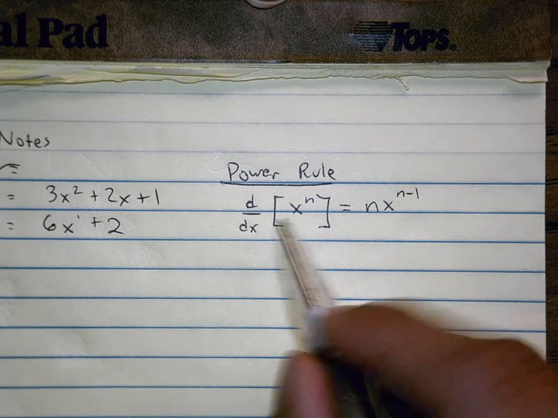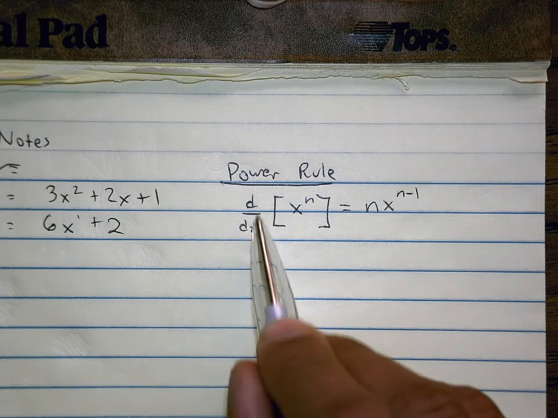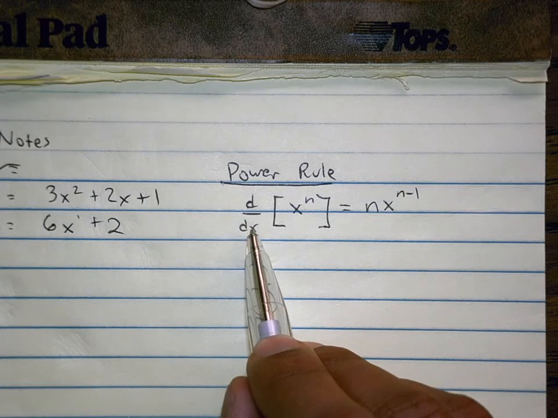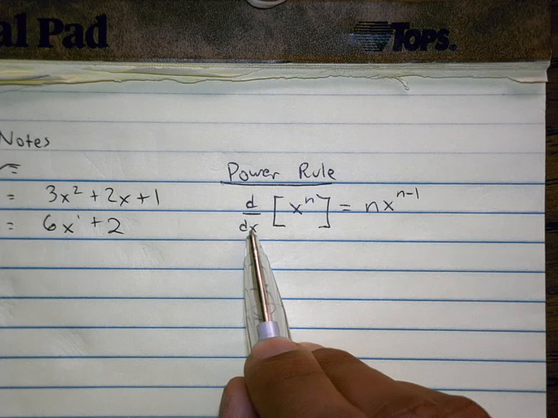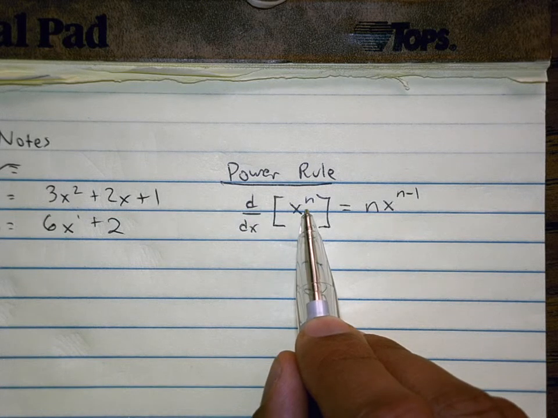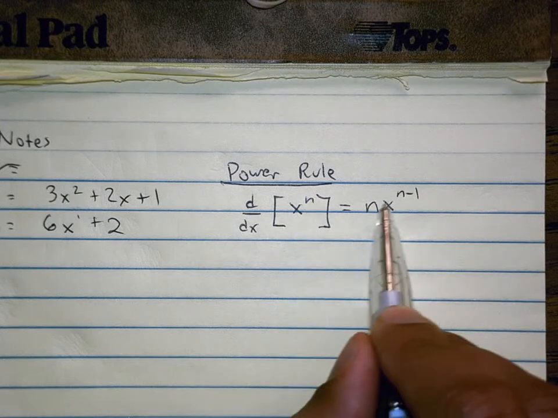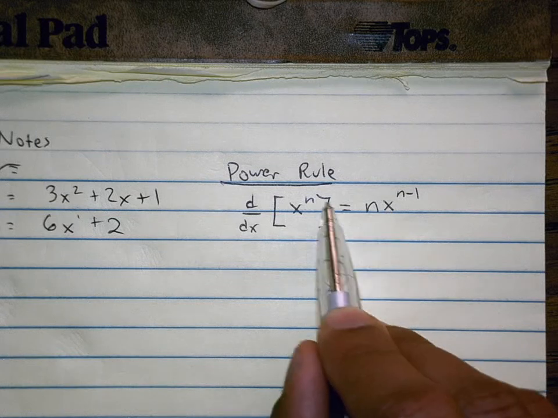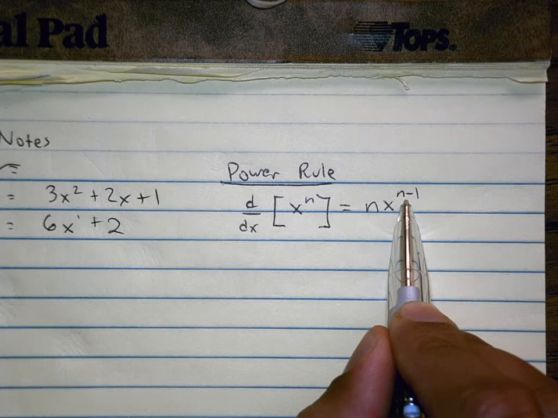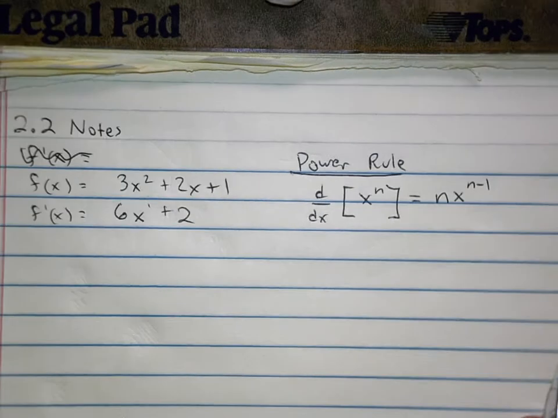Let me show you what this means. d over dx means I'm taking the derivative with respect to x. That's all that d over dx means. It means if I want to take the derivative of x to the nth power, all I have to do is take the power, multiply it in front of the x, and then subtract 1 from the power. That's what that means.